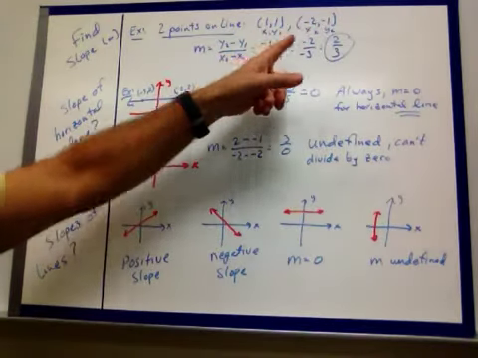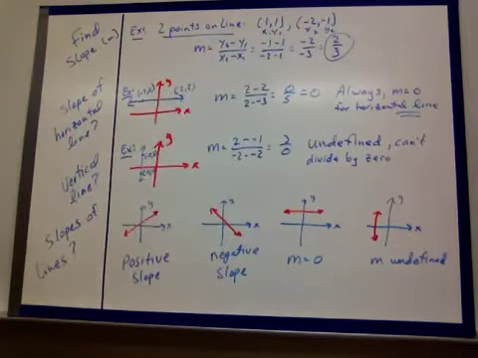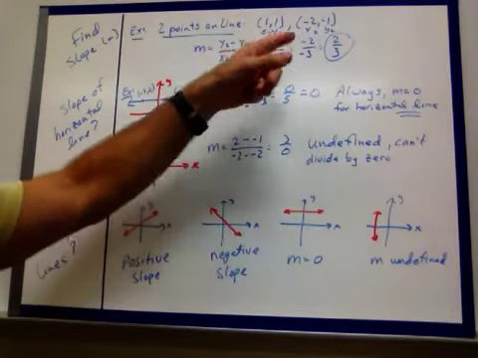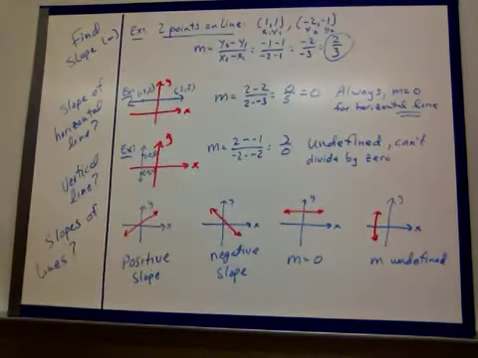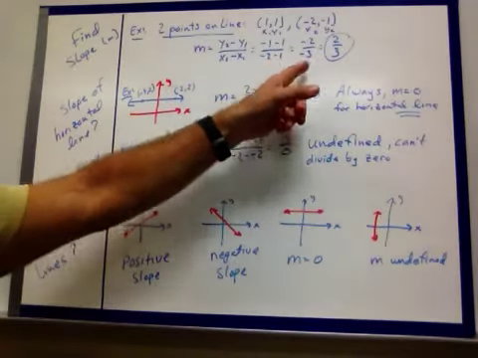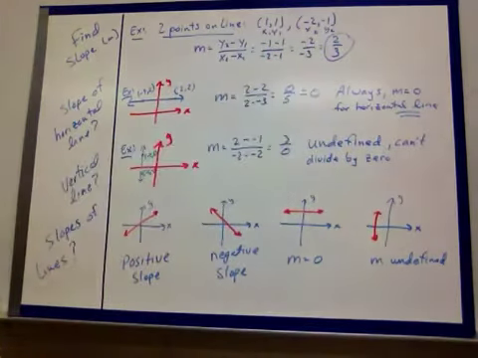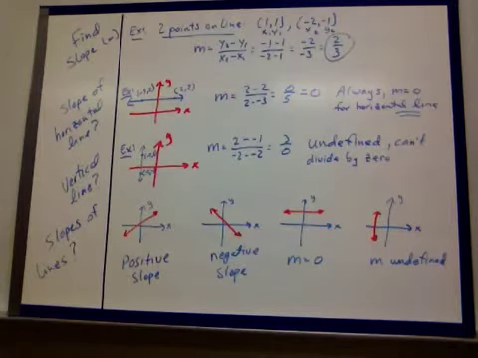-1 minus 1 over -2 minus 1. Remember now, -1 minus 1 is -2. It's not 0. And -2 minus 1 is -3. A negative over a negative makes it a positive 2/3. So that's our slope of that line.